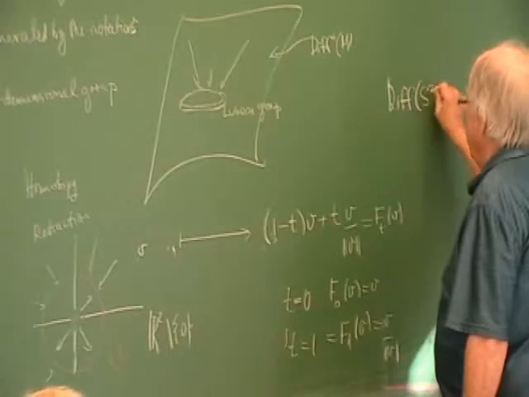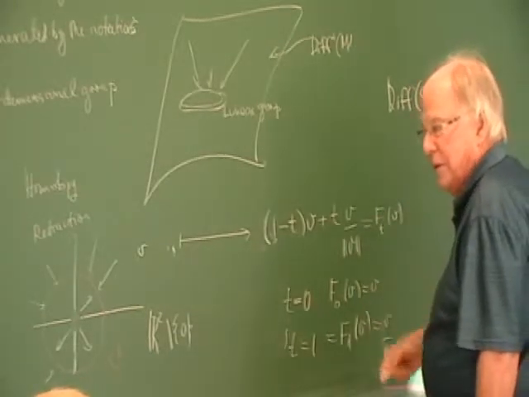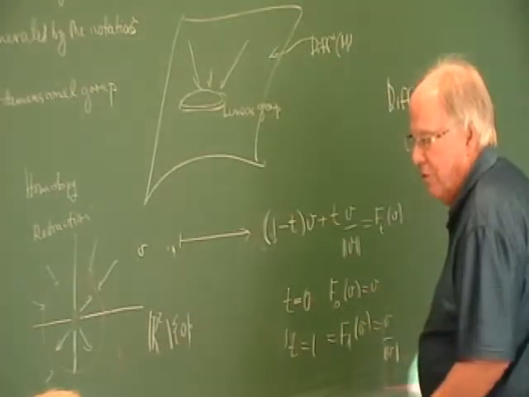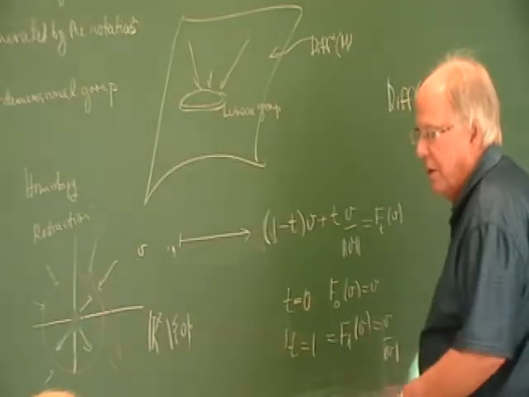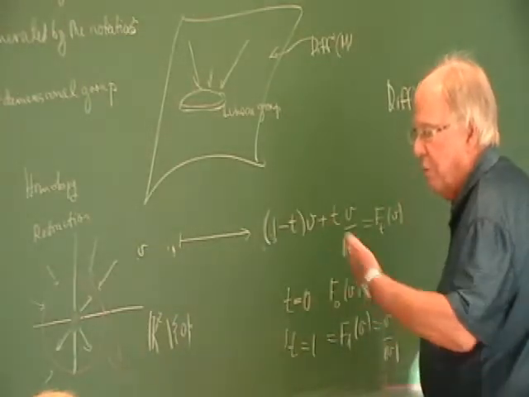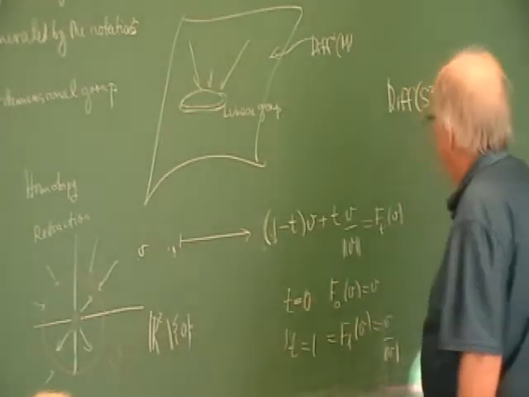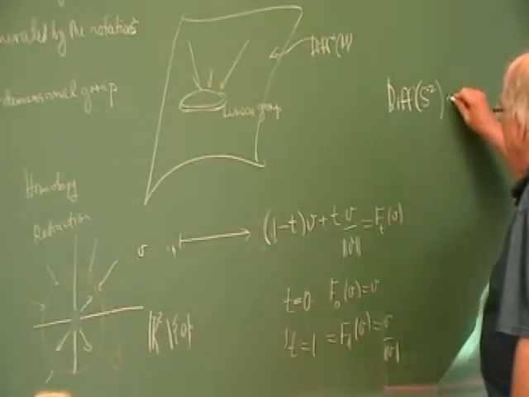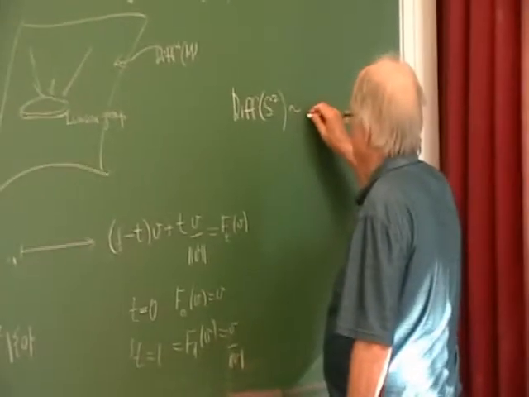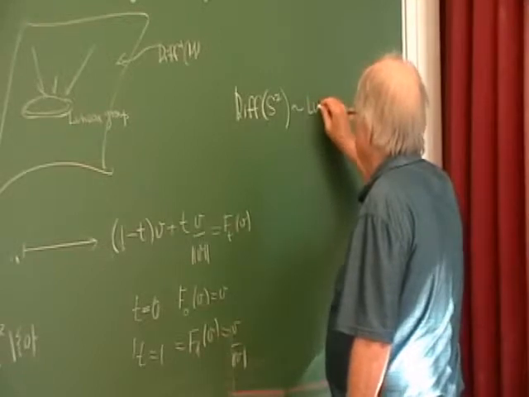You see, I forget everything from the past. It's a good thing because I'm old, but it's good because then I have to reprocess it and then I understand it better. So diff is homotopy equivalent to the linear group.